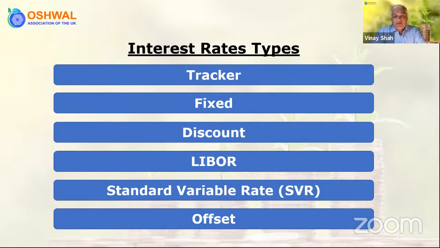Offset is another type of mortgage where you effectively get a current account, and you can deposit money into that current account, and the interest rate you pay on your mortgage is then offset against the mortgage that you're borrowing. So for example, if you have a £100,000 mortgage, but you have £20,000 in your current account with that lender, then effectively you pay the interest rate on the 80%.